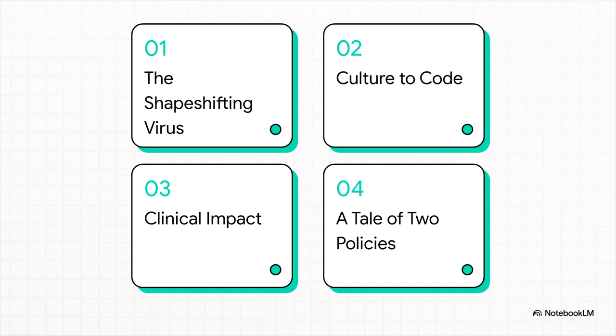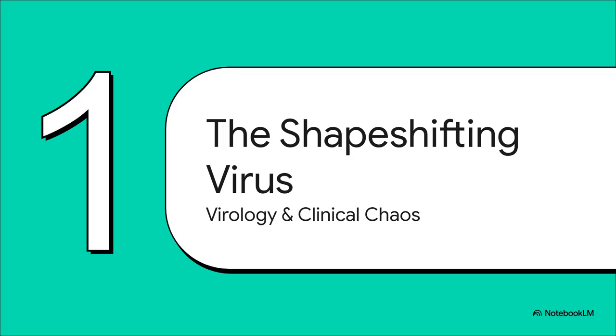Okay, so here's our game plan. First, we're going to get to know the virus itself, this formidable, shape-shifting bug and the clinical chaos it can cause. Then we'll look at how our diagnostic tools have evolved, from viral culture to molecular code. After that, we'll really focus on the clinical impact our labs have, especially when there are no treatments. And to wrap it up, we'll look at the uniquely pragmatic Dutch approach to infection control. So, let's start at the beginning, with the virus itself.